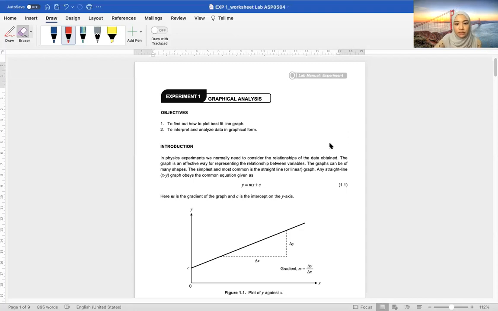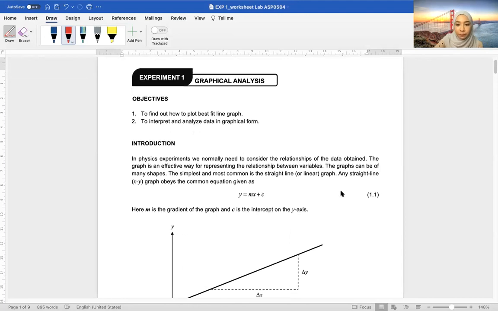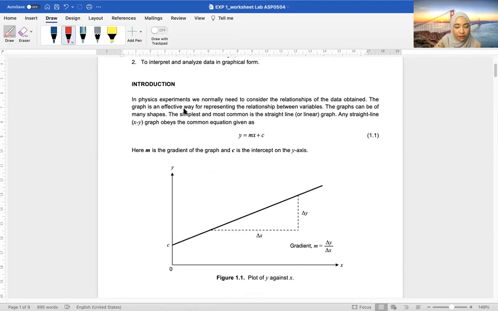Okay, let's go over the lab report now. So this is our first experiment to find out how to plot the best fit line and then to interpret and analyze data in graphical form. So in physics experiment, we normally need to consider the relationship between the data obtained. Okay, the graph is an effective way for representing the relationship between variables.